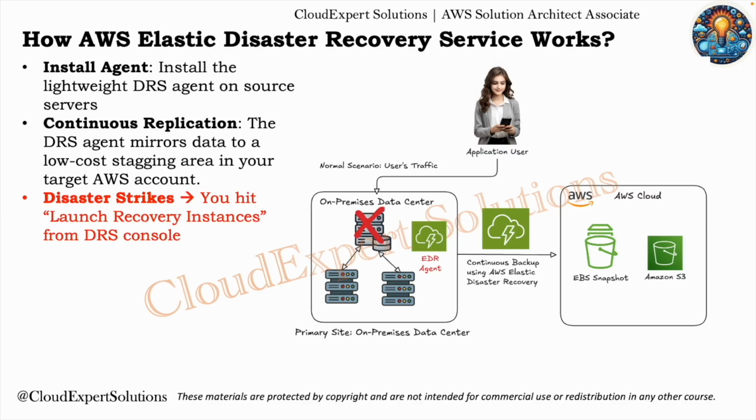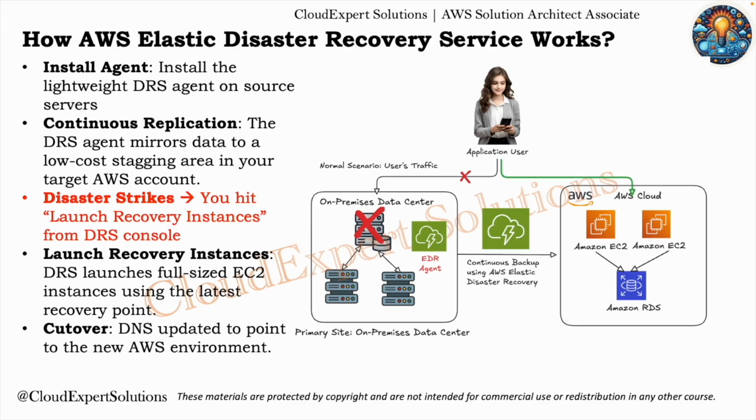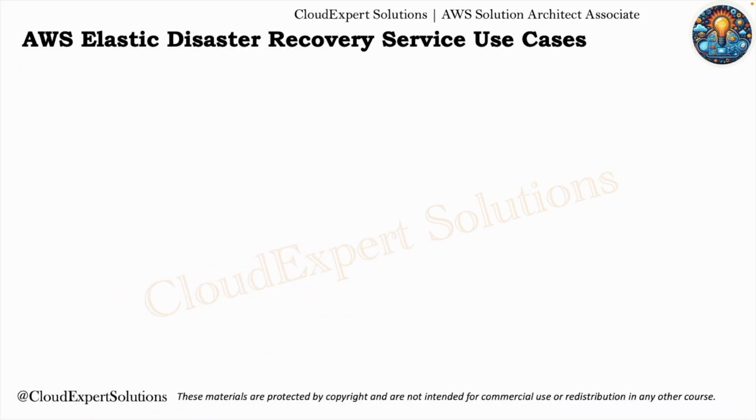When a disaster strikes, you jump into the DRS console and hit launch recovery instance, as simple as that. AWS automatically launches full-sized EC2 instances using the most recent recovery point, which could be taken a second ago. Once the instances are running and verified, you can cut over your DNS record and your application is back online in AWS. By this time, I believe you have realized the use cases of AWS Elastic Disaster Recovery Service.